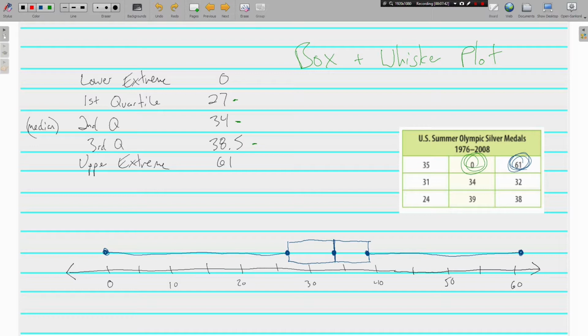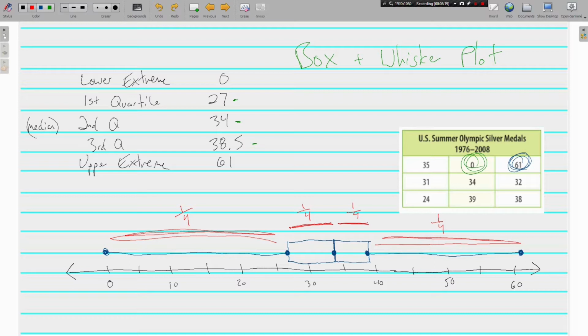So hopefully now you can see that this whisker right here, that is 1/4 of the data. Okay, from this here to here, that's another 1/4 of the data. From here to here is another 1/4. And then from the box to the upper extreme, that's another 1/4 of our data. Okay, so that's a visual representation of the quartiles.